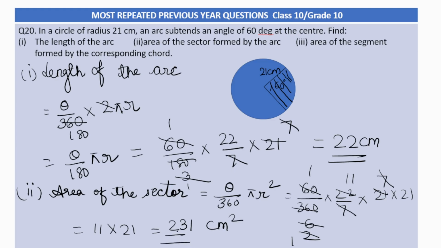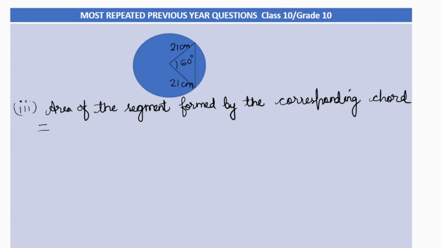So we have completed part 2. Let's go and solve the part 3 question. Part 3 is asking us to find the area of the segment formed by the corresponding chord. Now this is the chord, so the area that the question is asking us to find is this area. We just calculated in part 2 the area of this entire sector. So if we subtract the area of this triangle from it, then we will get the area of this segment.